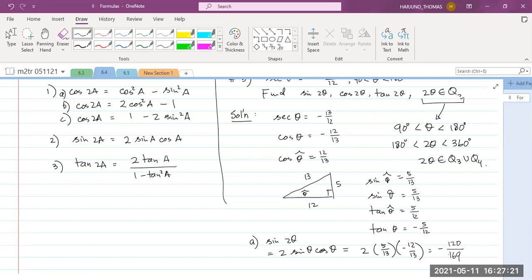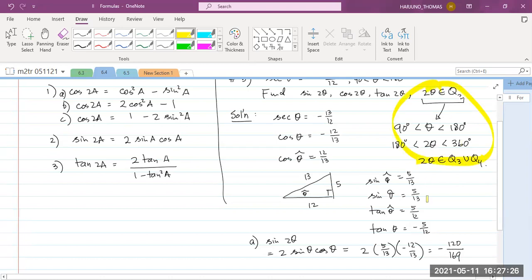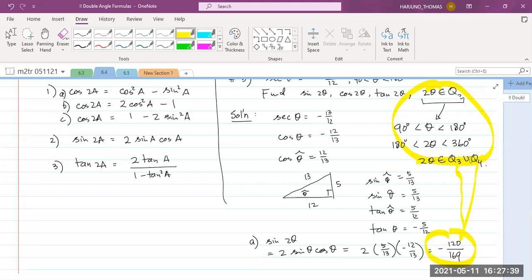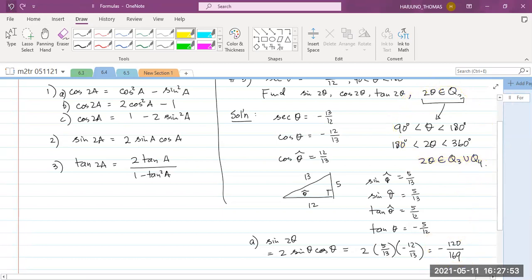As I said earlier, if you want to know which quadrant angle 2 theta is located in, sine 2 theta will not tell you anything more, because we know 2 theta will be in quadrant 3 or quadrant 4. But sine 2 theta, as we expect, will be negative, and we still cannot tell if that is in quadrant 3 or quadrant 4, because sine in quadrant 3 is negative and in quadrant 4 is also negative. So far we cannot say anything about where 2 theta is located. Now let's do the cosine.